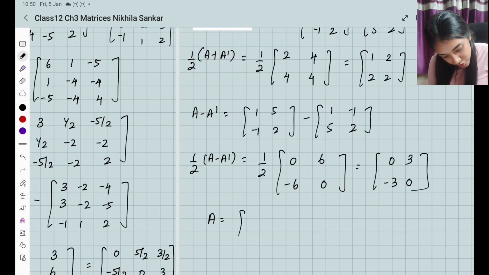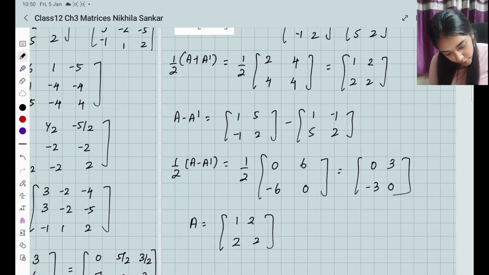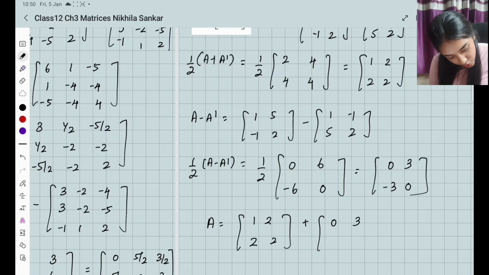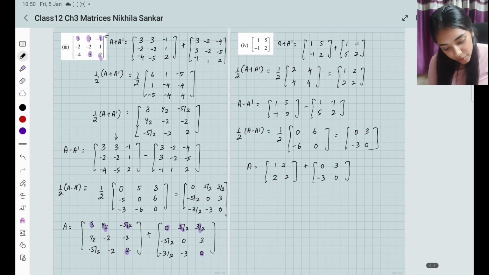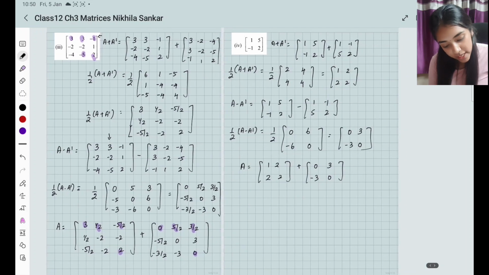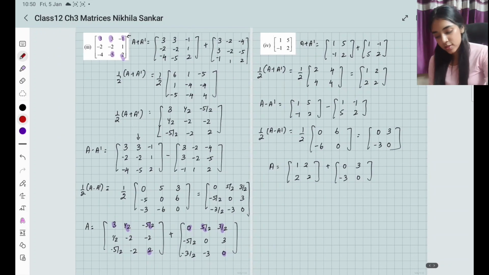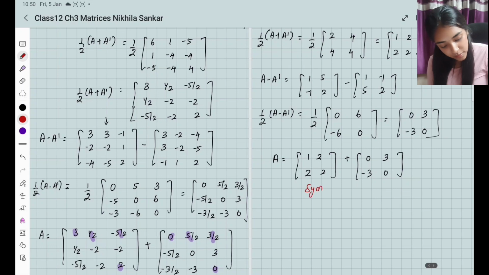So the final matrix is going to be the sum of symmetric, so 1, 2, 2 and 2, plus the skew symmetric, so 0, 3, minus 3, 0. Now let's finally check. 1 plus 0 is going to be 1, 2 plus 3 is 5, 2 minus 3 is minus 1, 2 plus 0 is 2. Okay, so we have represented it as the sum of a symmetric and a skew symmetric matrix.